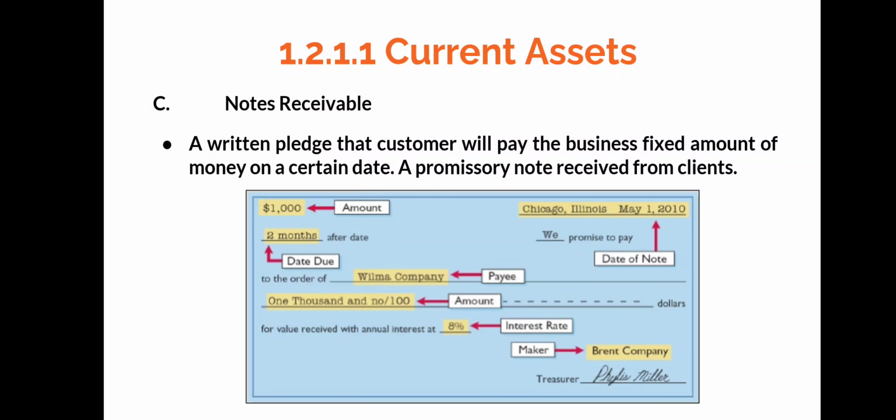A promissory note is a financial instrument that contains a written promise by the customer to pay the business a definite sum of money at a specified future date, as seen in the image. So usually a promissory note has the date the note was issued, the payee, the amount, the interest rate, the due date, and so on.